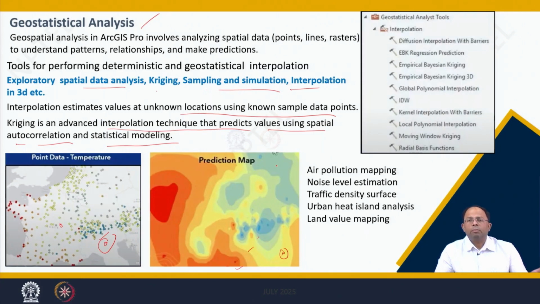Air pollution from dust, from particulate matter. This is very important for many environmental analyses, like air pollution mapping, noise level estimation, traffic density surfaces, urban heat island analysis, and land value mapping. In all of these we can use kriging or interpolation to fill up the values where we have none.